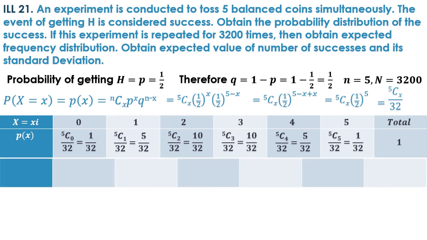Next, I have to calculate the expected frequency. That would be capital N into the probability of success. For example, if I need to calculate the frequency for 0, I just multiply my probability 1 upon 32 with 3200, and my answer will be 100. So if I repeat this experiment 3200 times, the number of times I get 0 heads is 100. Similarly, 5 upon 32 into 3200 is 500, so the number of times I get 1 head is 500. And similarly, I will get all the remaining answers here.